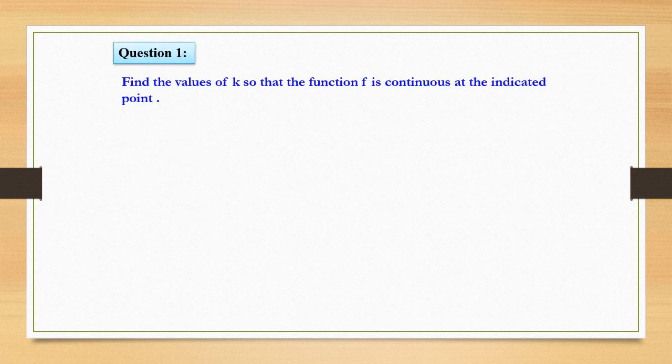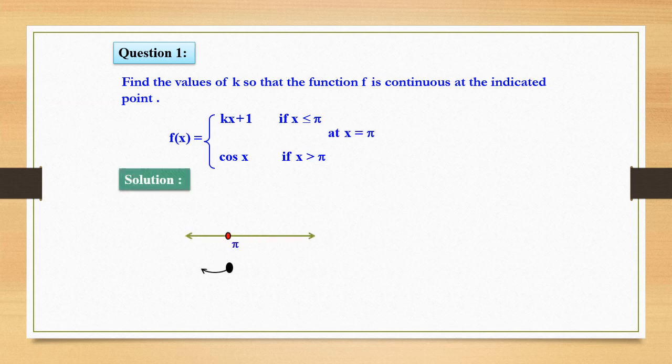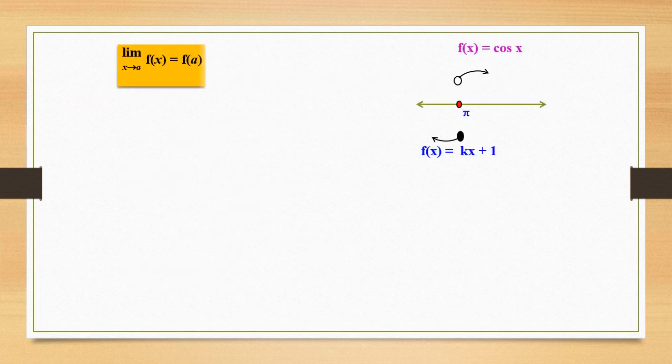Find the value of k so that the function f is continuous at the indicated point. So f of x is equal to kx plus 1 if x is less than or equal to pi, and cos x if x is greater than pi, at x is equal to pi. So the function takes the value kx plus 1 when x is less than pi, and cos x when x is greater than pi. So we'll calculate the value of the function at pi. f of pi is equal to pi k plus 1.